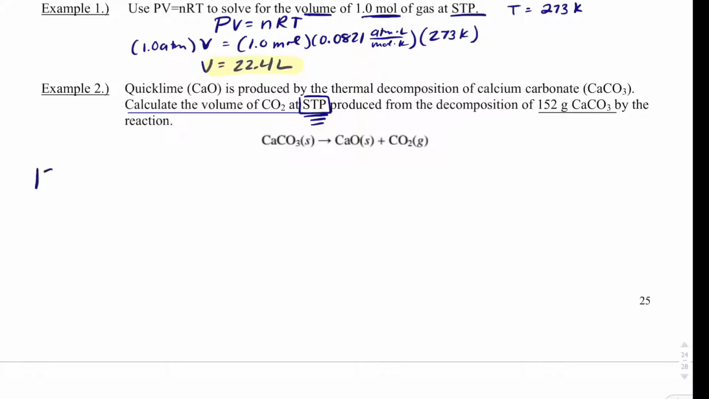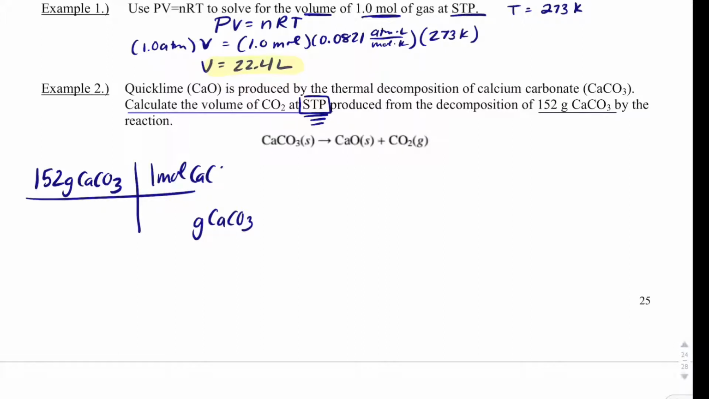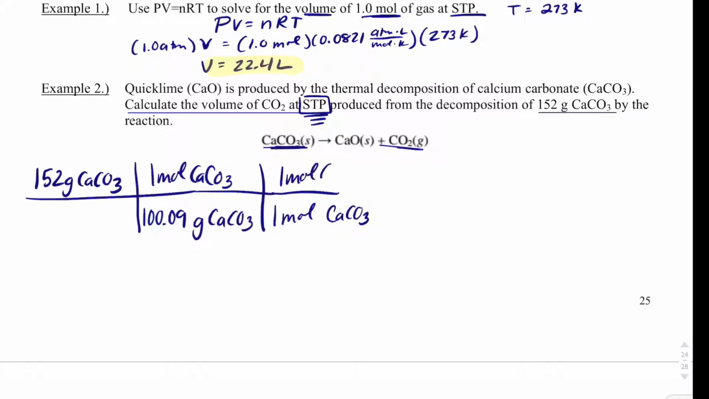So first things first, 152 grams of CaCO3. I'm going to get that to moles, and I have my periodic table in front of me. So I'm going to go from grams of CaCO3 to 1 mole of CaCO3, and that molar mass is 100.09. And now that I'm at moles, I can mole bridge, which is 1-to-1, 1 mole of CaCO3 to 1 mole of CO2. And I could stop right now.